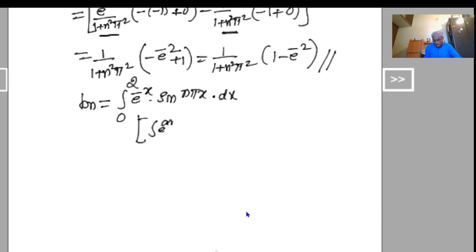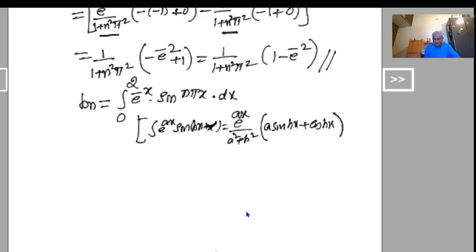And here we have the integration of e raised to ax into sine of bx plus c. This is equal to e power of ax divided by a squared plus b squared into a sine bx plus c minus b cos of bx plus c. I am not writing c here, just bx. This is the integration of e raised to ax into sine of bx.